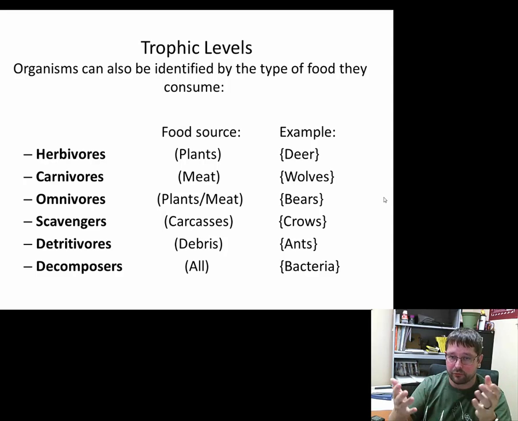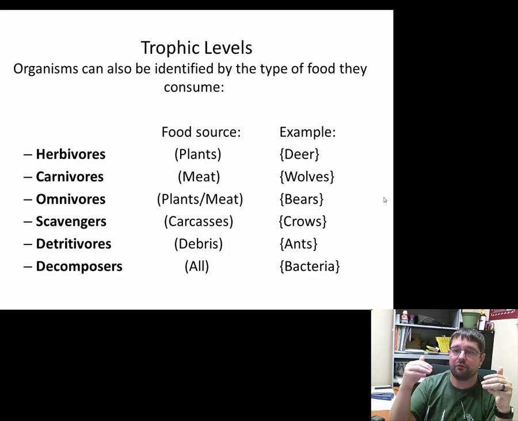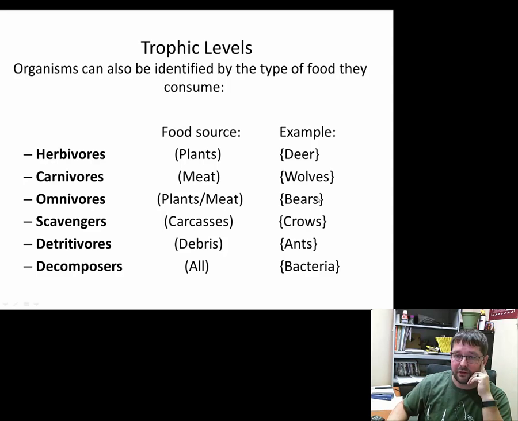Herbivores are organisms that eat plants, an example would be a deer. Carnivores are organisms that eat meat, for example wolves. Omnivores are organisms that eat plants and meat, like bears and humans. Scavengers are organisms that typically eat carcasses. Crows are an example, but crows can also feed on plants and meat. So it's not specific. The example doesn't mean that it's specifically a scavenger.